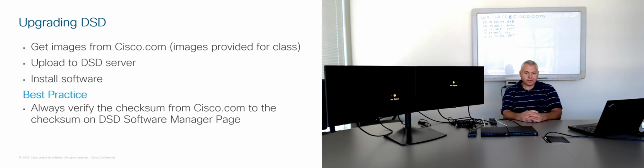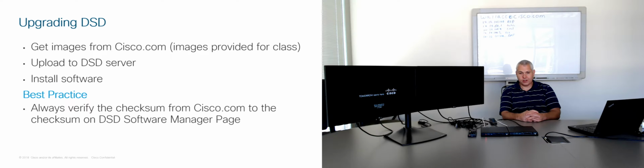Once you get them, you'll upload them to the server, and there's an MD5 checksum that you have to compare with Cisco.com. After you upload to the server and look at its checksum, you want to make sure that it does indeed match what you got from Cisco.com. It just prevents the possibility of accidentally installing a corrupted file for some reason.